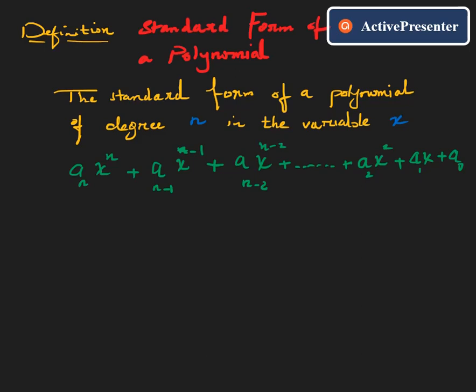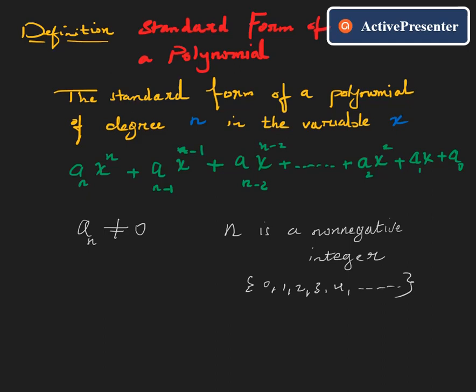Noting that this a_n is not equal to 0. Also, n is a non-negative integer. This means that n can take values such as 0, 1, 2, 3, 4, up to infinity. This a_n is called the leading coefficient.